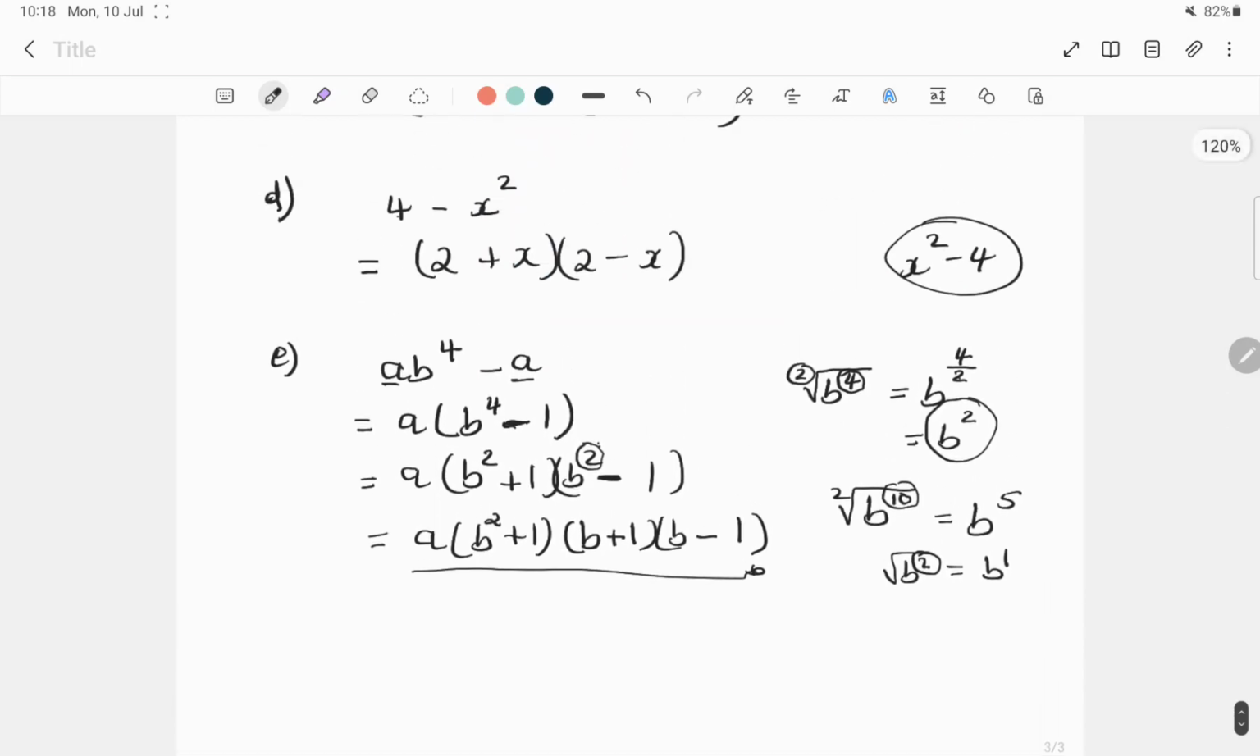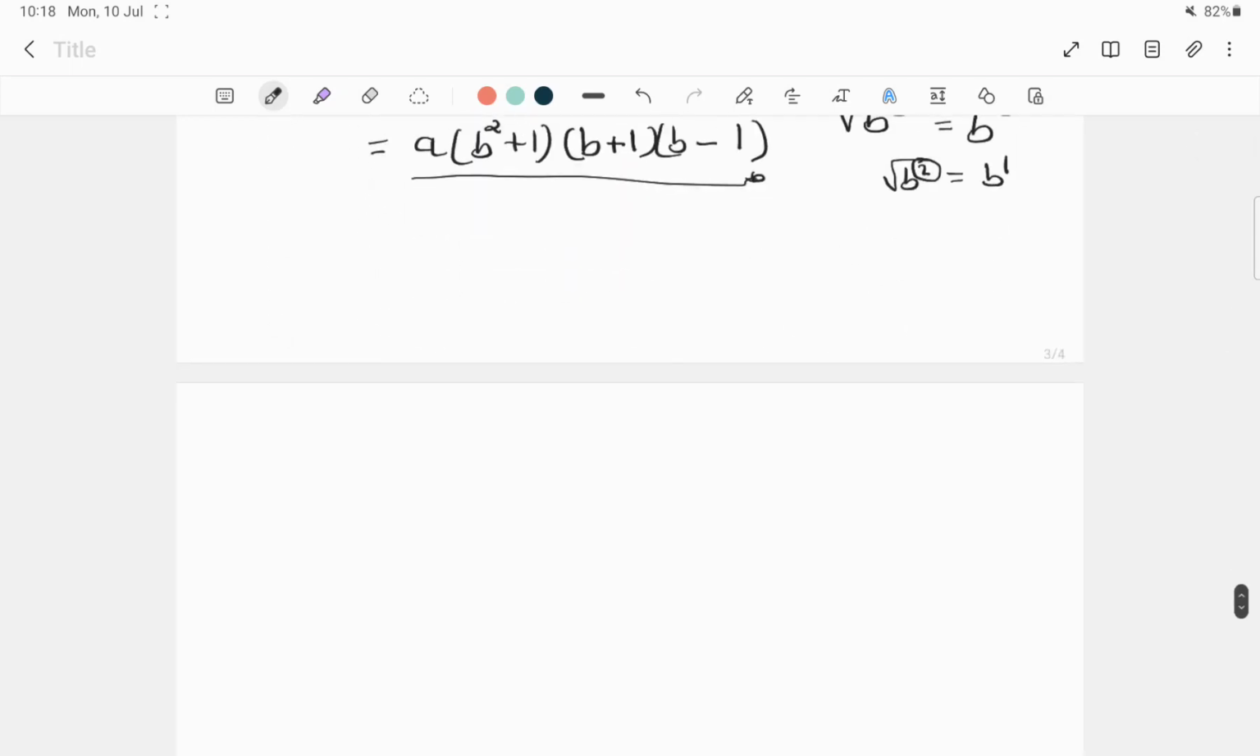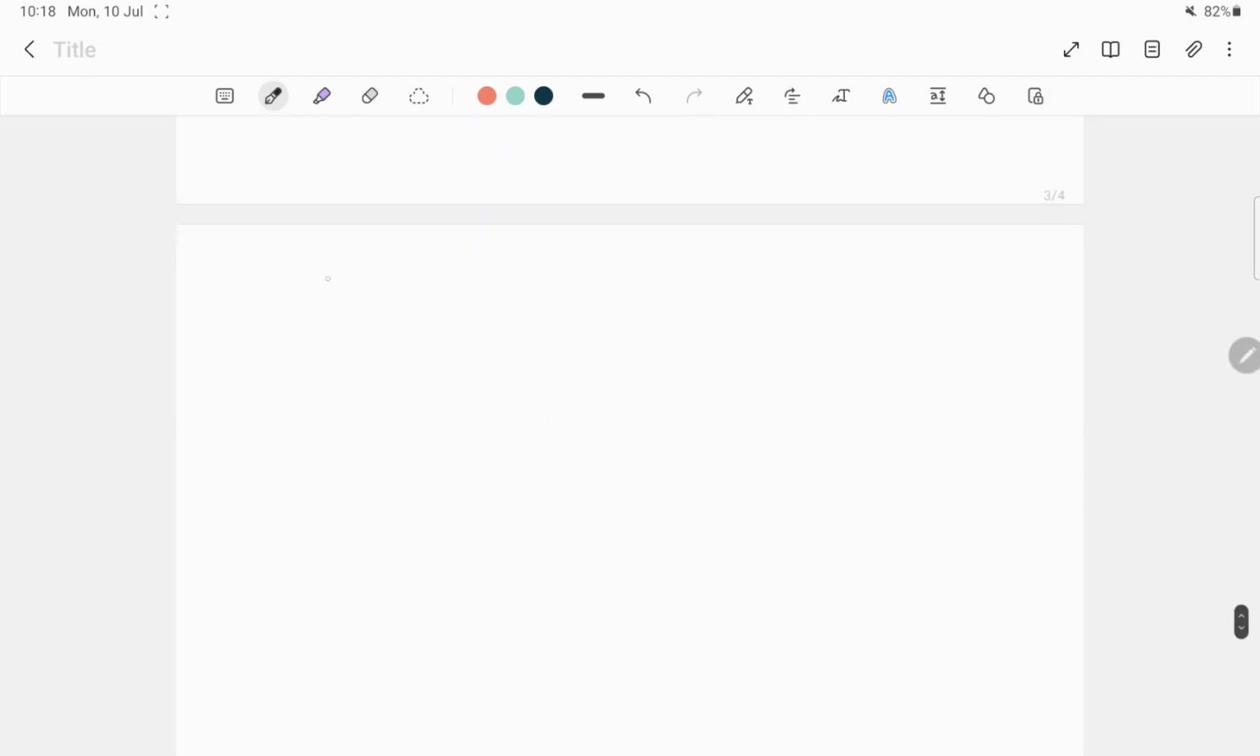So I hope we are fine. Then the last example, it's F. Let's try a^8 minus b^8.